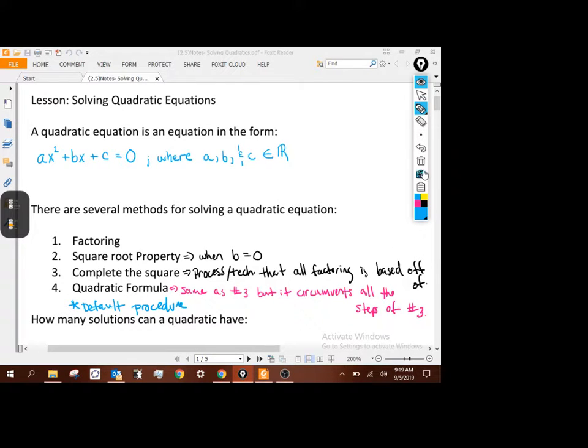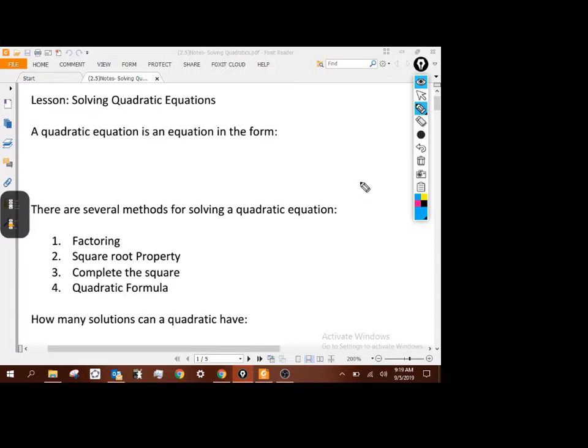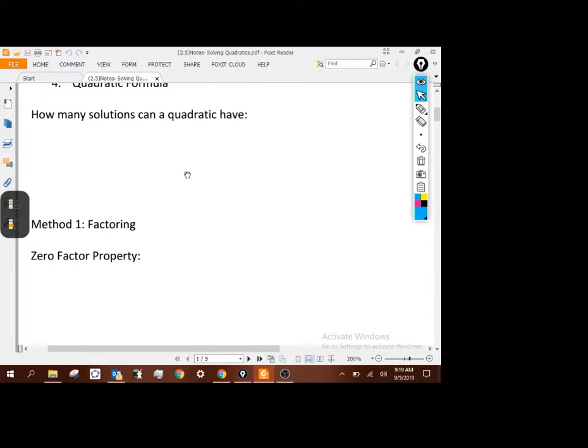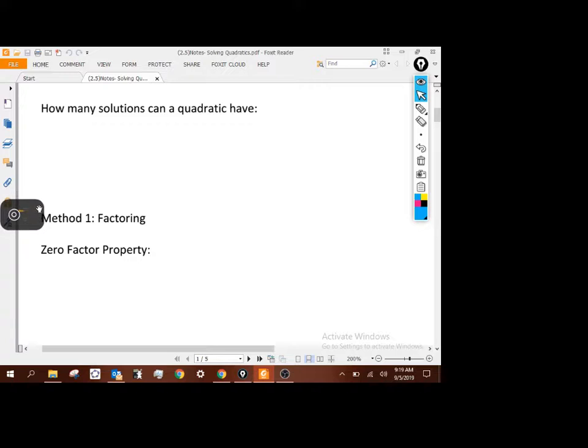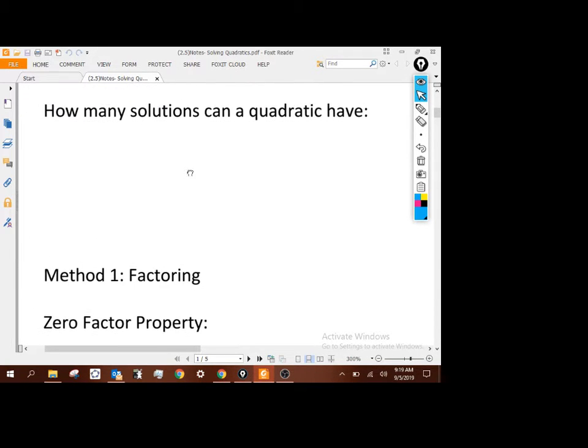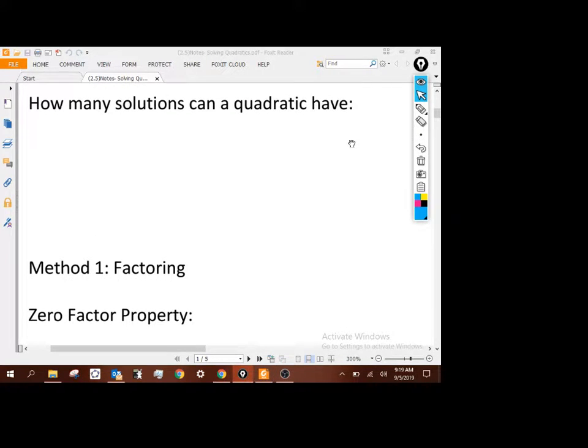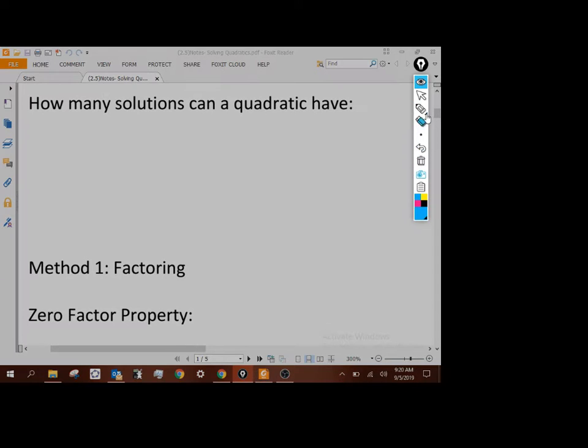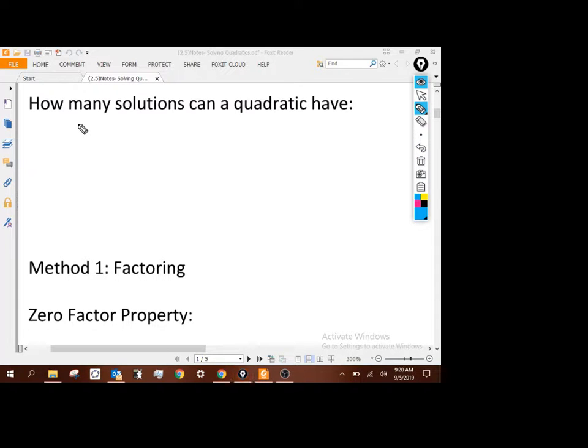Let's talk about how many solutions quadratics can have. When we talk about these solutions, I want to graph the images that these solutions come from, or the way we interpret these solutions. So the first one is with a quadratic equation.